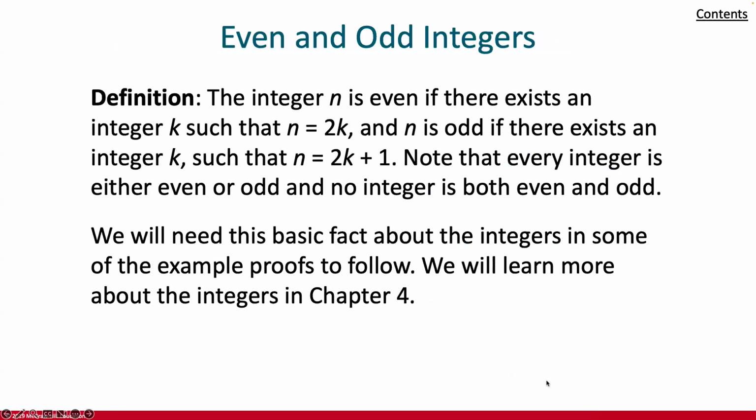Okay, even and odd integers. The integer n is even if there exists an integer k such that n equals 2k, and n is odd if there exists an integer k such that n equals 2k plus 1. Note that every integer is either even or odd, and no integer is both even and odd. We will need this basic fact about the integers in some of the example proofs to follow, and we'll learn more about integers in chapter 4.